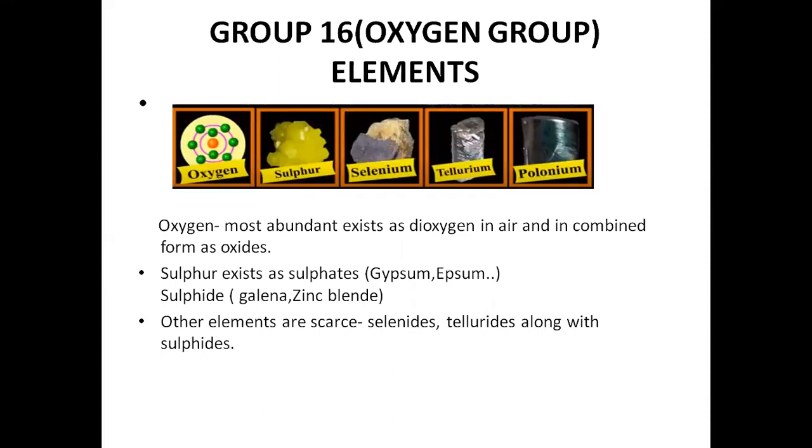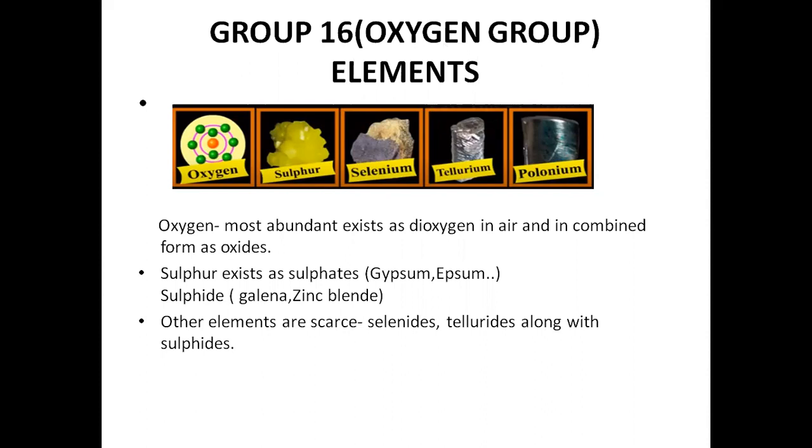The first one is oxygen. Oxygen is the most abundant element in the atmosphere and ocean. It constitutes 46.6% of the earth's crust. The next one is sulfur. Sulfur is a less abundant element and occurs in free and combined states. Sulfur is also known as brimstone.